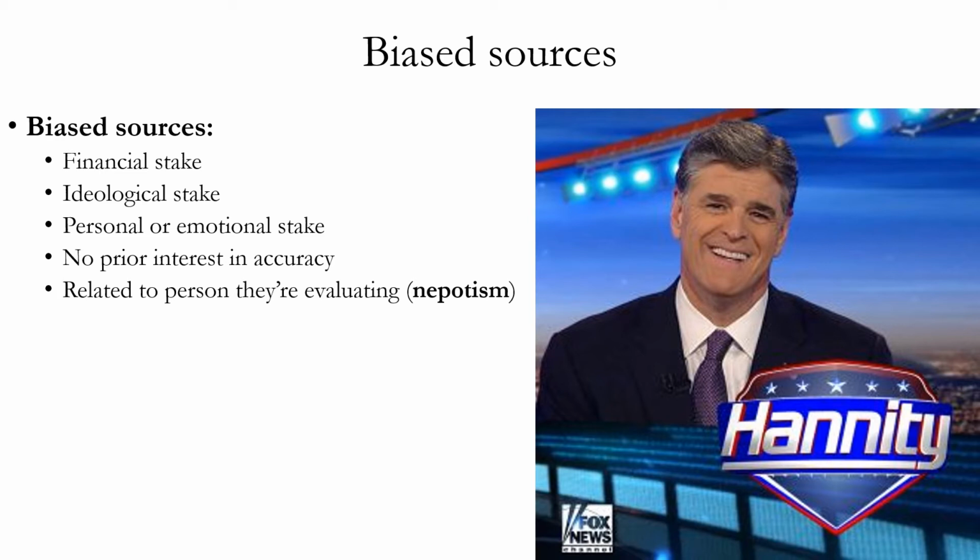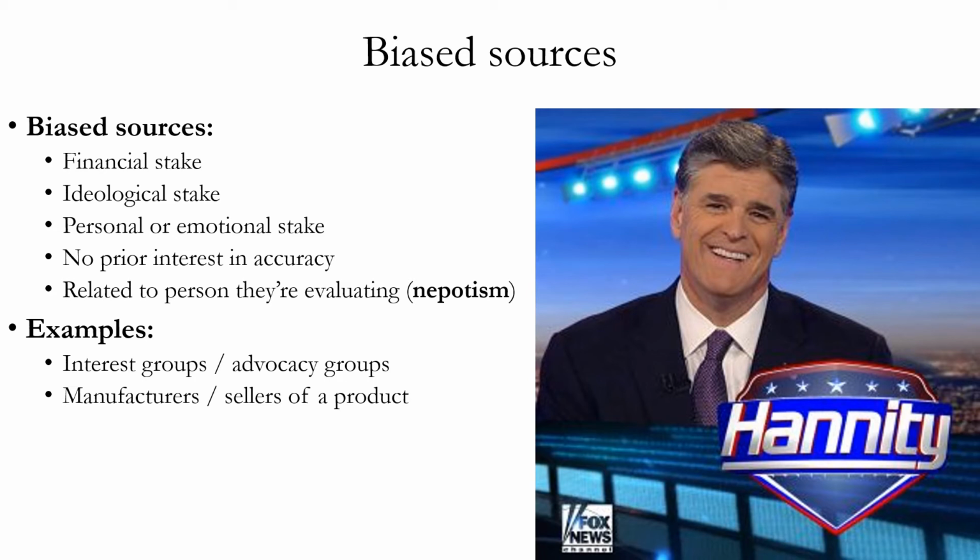And then another type of bias is if the source is related to the person they're evaluating. That could fall under number 3, having a personal or emotional stake, but it's important enough that it deserves separate discussion. This is called nepotism, when you are favorable towards people you have a personal relationship to. Some examples of sources that are biased in this way could be interest groups or advocacy groups, including various types of activists, such as gun rights activists or civil rights activists. They're not going to look at any news event impartially if it impacts their issue.